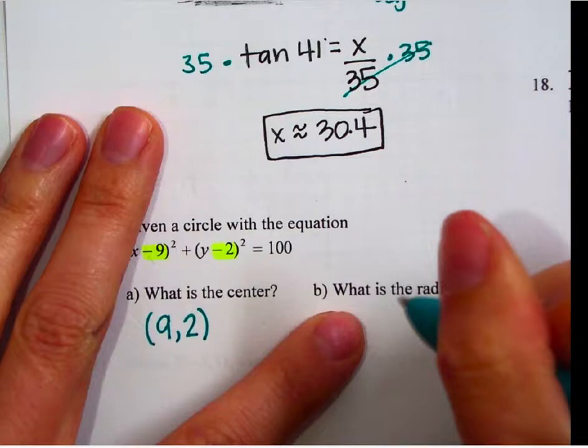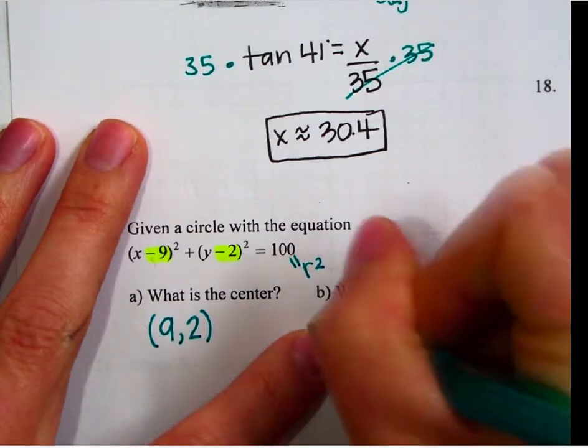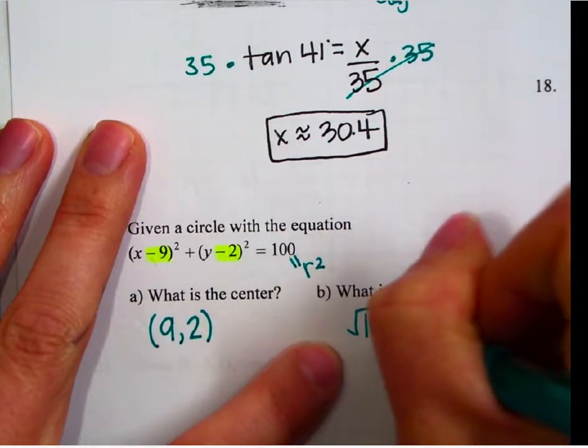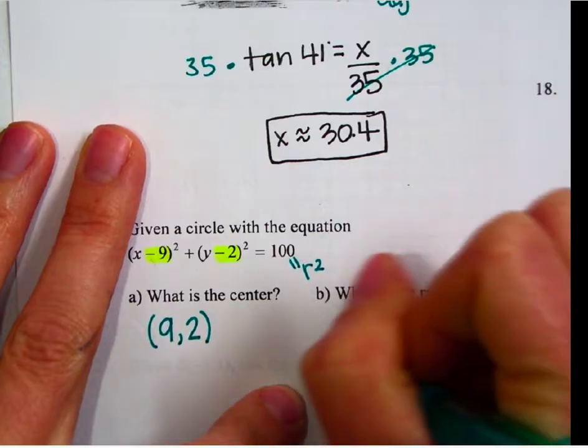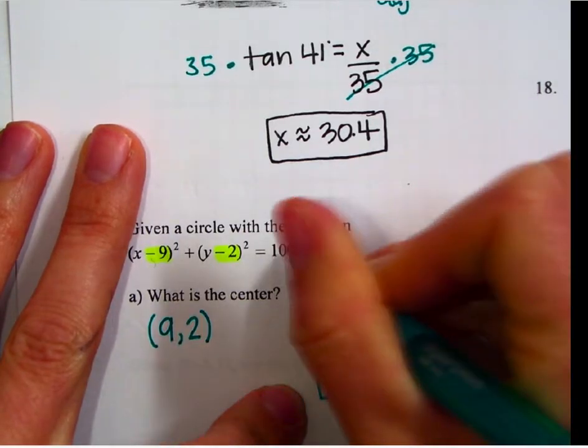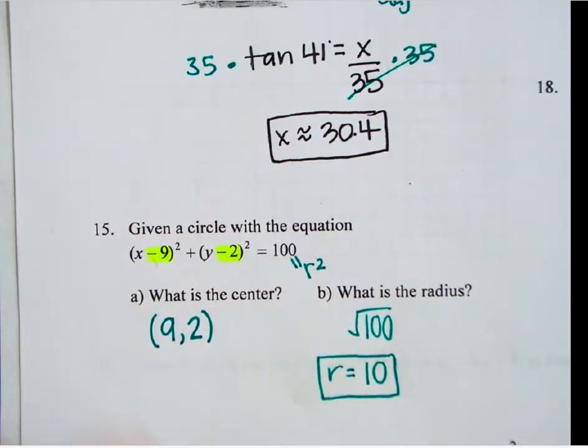The radius, we remember this is equal to radius squared. So we want the square root of 100. We know that the radius then has to be 10 because 10 squared is 100. So I took the square root of that.